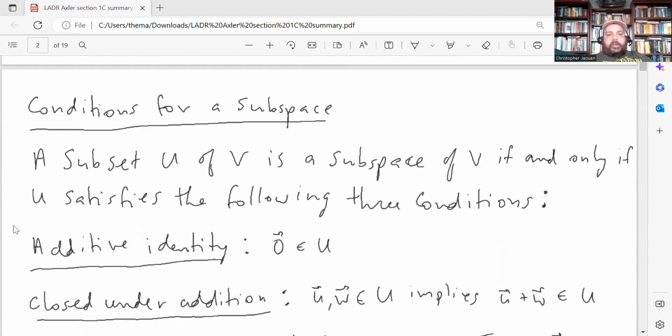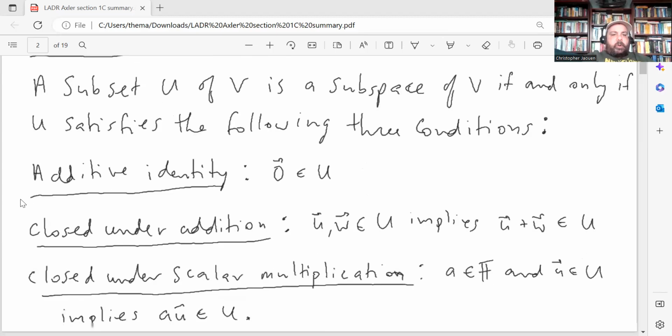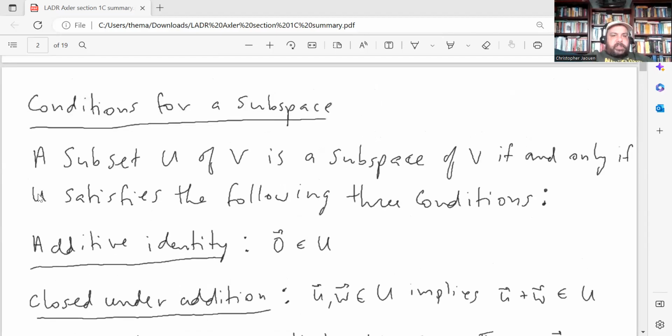Now, if you're verifying that something is a subspace, you don't actually have to do all that work, because a lot of the vector space axioms are satisfied by the fact that the vectors come already from a vector space. So if you want to show that something is a subspace, all you really have to do is show these three things. So he gives us the conditions here.